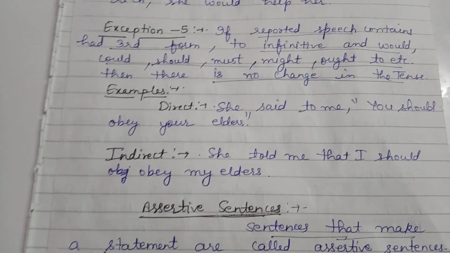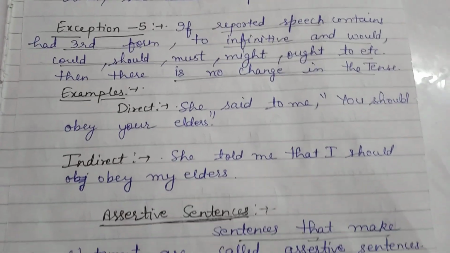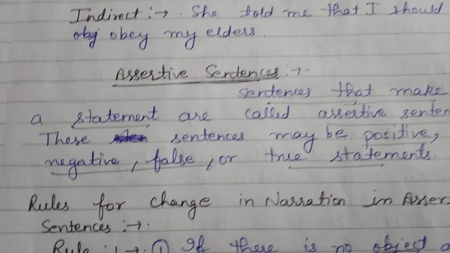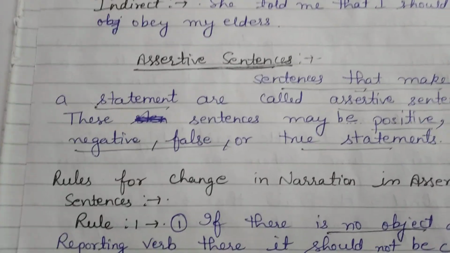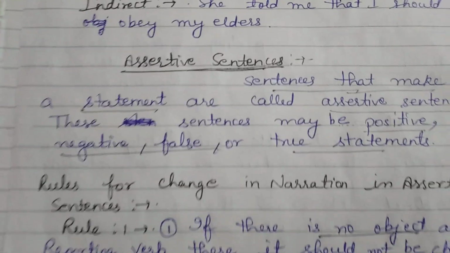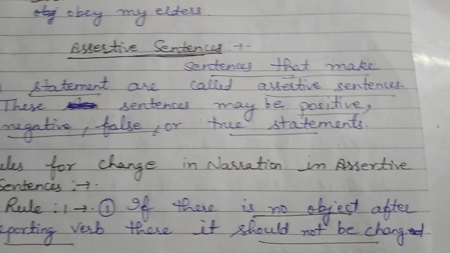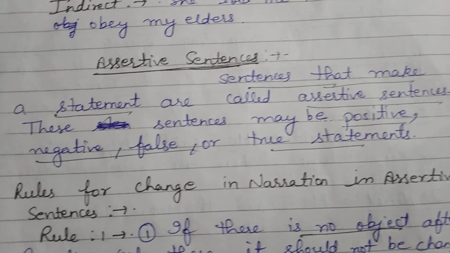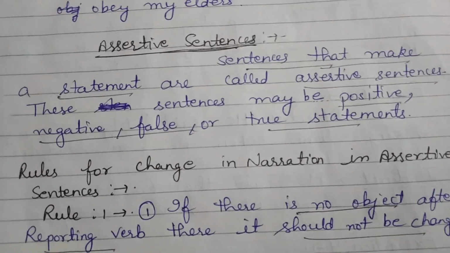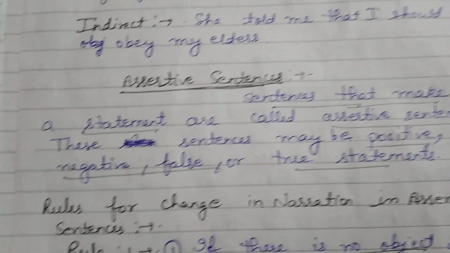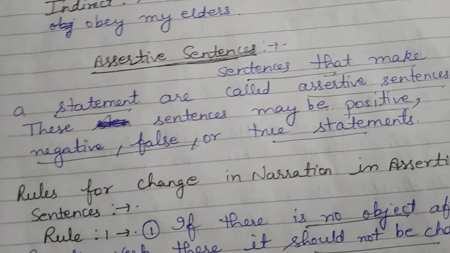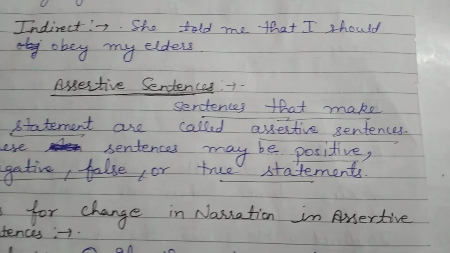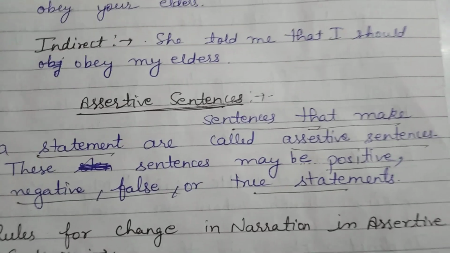Now these are some exceptional cases in the rules of narration. Now the assertive sentence. In the rules of narration there are some assertive sentences also, and I will discuss assertive sentences here. Assertive sentences are those sentences that make a statement. It may be positive, negative, false or true, any type of statement.